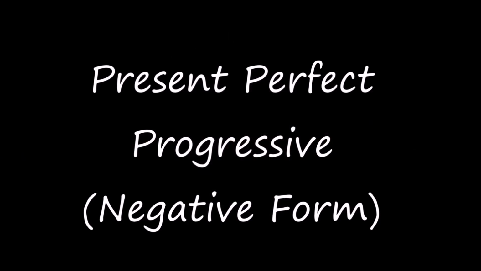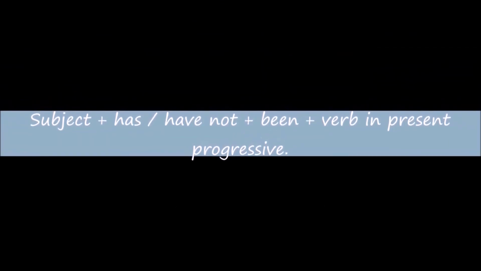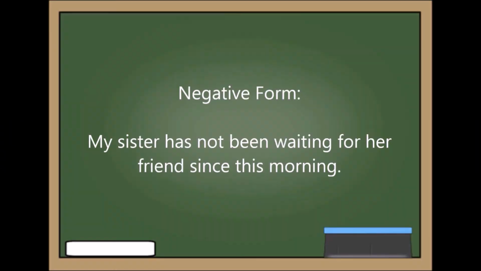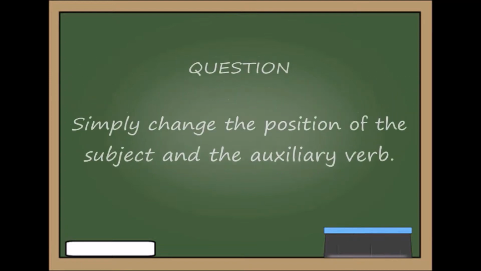The pattern in making a present perfect progressive statement in negative form is subject plus has or have not, plus been, plus verb in present progressive. For example, my sister has not been waiting for her friend since this morning.